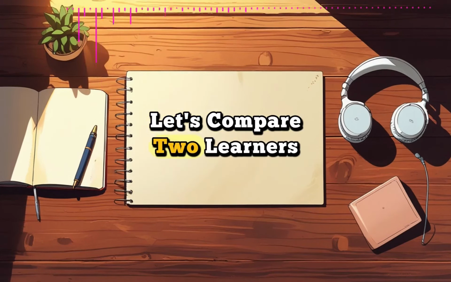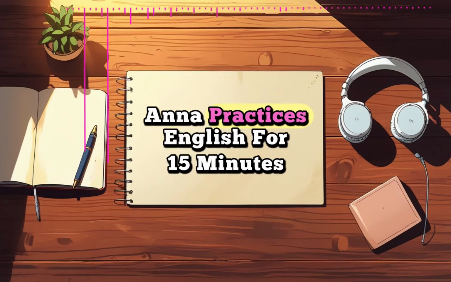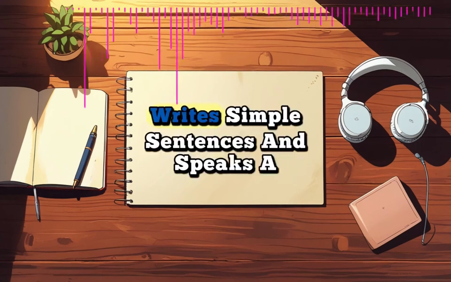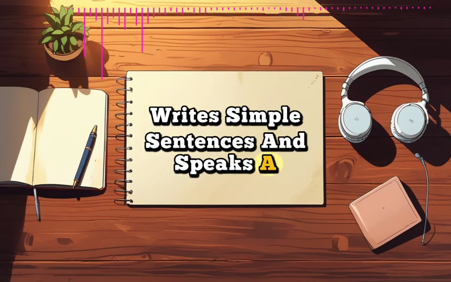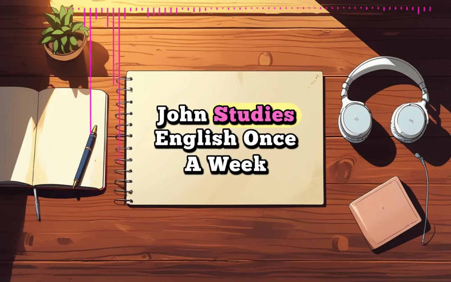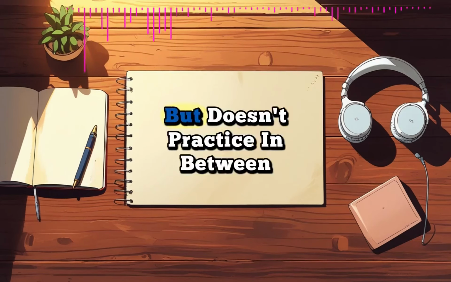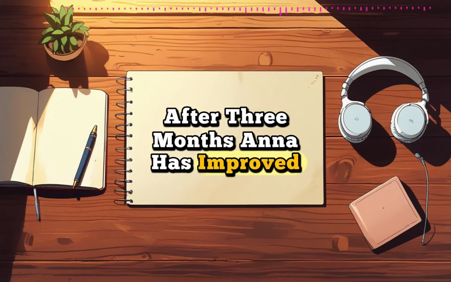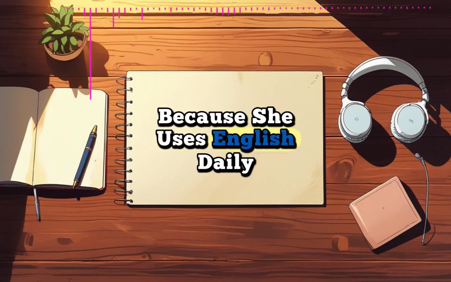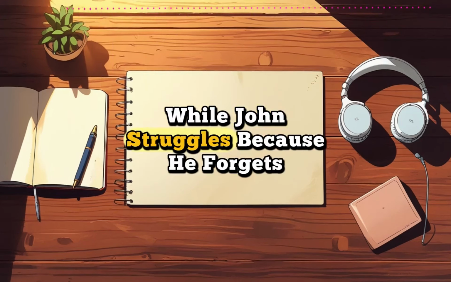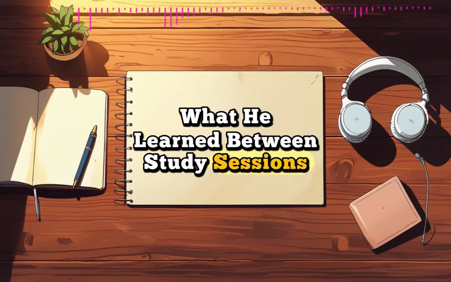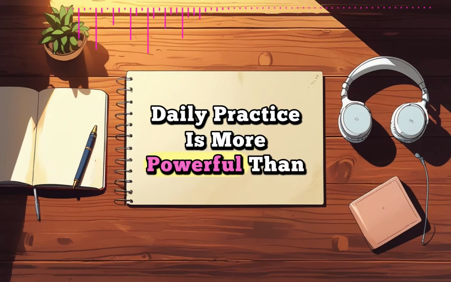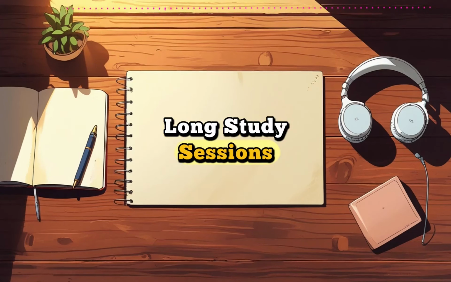Let's compare two learners. Anna practices English for 15 minutes every day. She listens to short podcasts, writes simple sentences, and speaks a little each day. John studies English once a week for 3 hours but doesn't practice in between. After 3 months, Anna has improved her fluency because she uses English daily, while John struggles because he forgets what he learned between study sessions. The key lesson: small daily practice is more powerful than regular long study sessions.